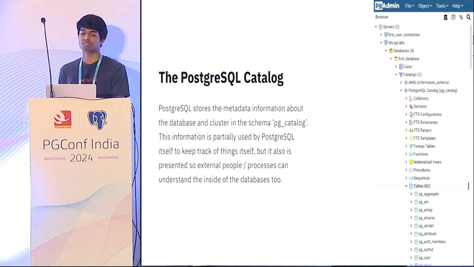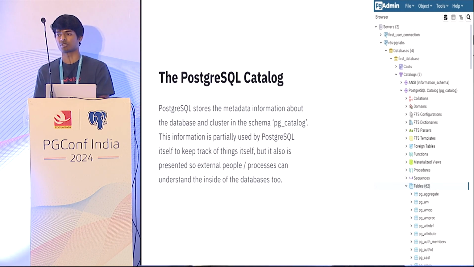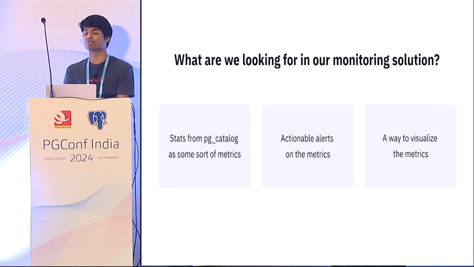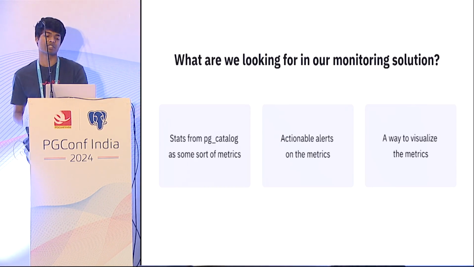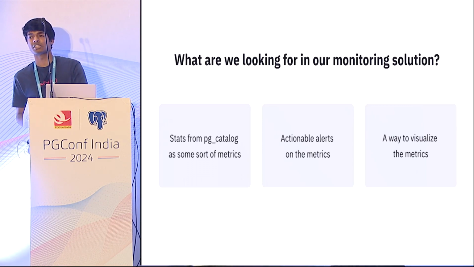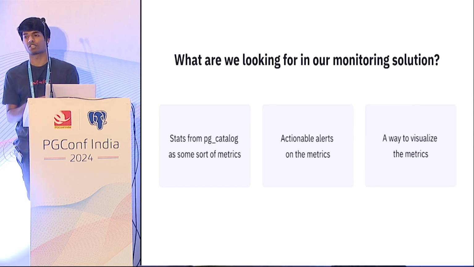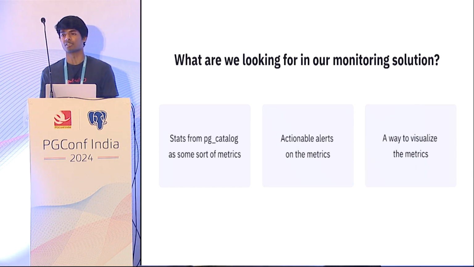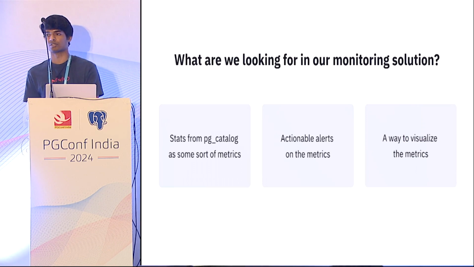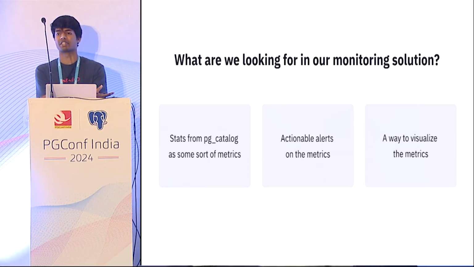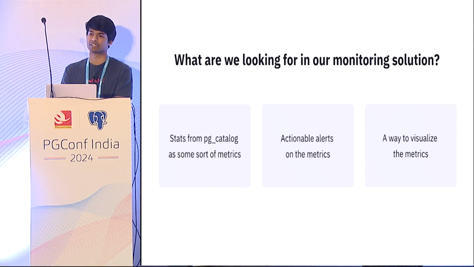So while looking for an observability solution for our use case, we wanted to have three things. We wanted to have stats from PG catalog as some sort of metrics. And we wanted to get value out of those metrics so that whenever some sort of anomaly happens inside the database, we get notified. So we wanted actionable alerts on those metrics. And obviously we wanted a way to visualize those metrics.